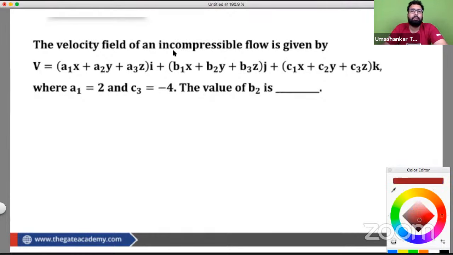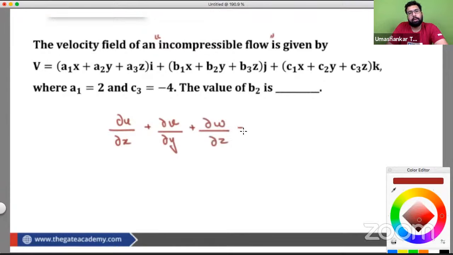They said this is an incompressible flow. So when this is an incompressible flow, what can we do? We can apply this equation for incompressible flow, right? This is the continuity equation for incompressible flow. Now, since the flow is incompressible, this equation must be valid for this velocity.